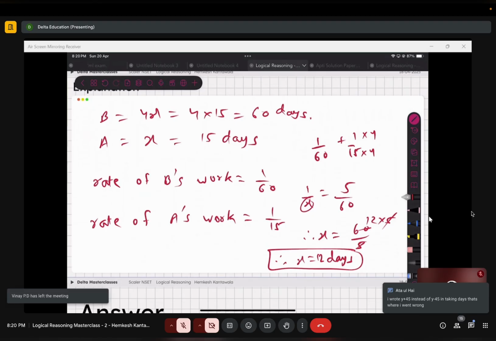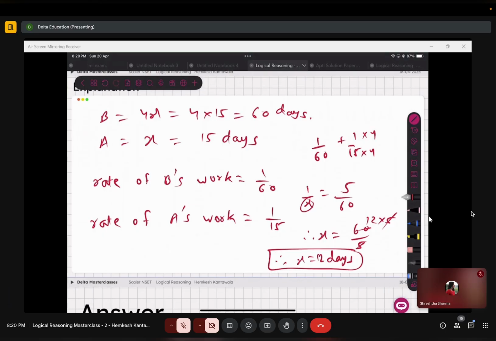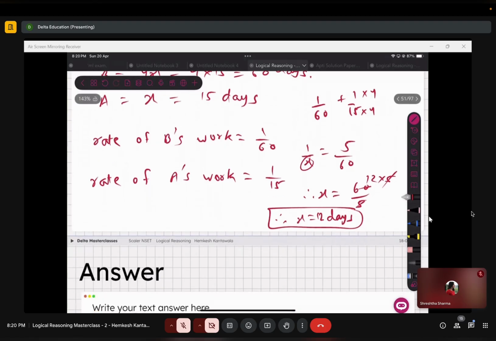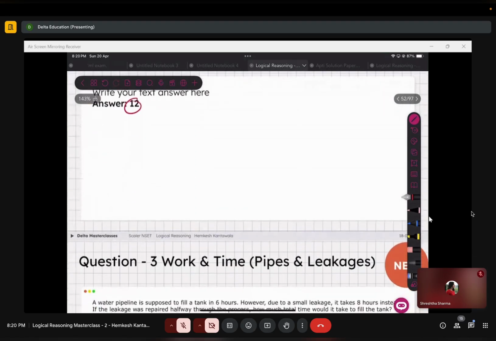I wrote y plus 45 instead. Oh, no worries, no worries. So these are the small things that you need to take care of. These are the silly mistakes, right? So in the exam, you need to be very sure that you are not making any simple silly mistakes, correct? Yeah.